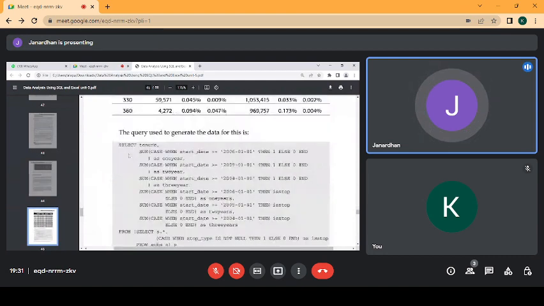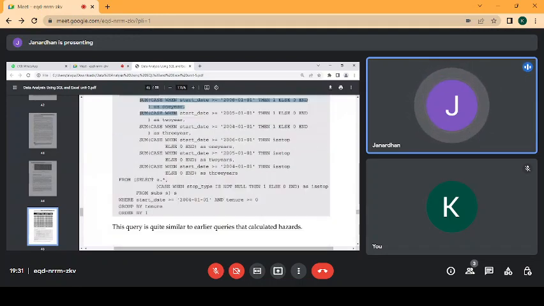Okay, for this you can write the query: select the tenure, sum case when start and stop date, then one else zero, like that only. Okay, tomorrow we will discuss these things.